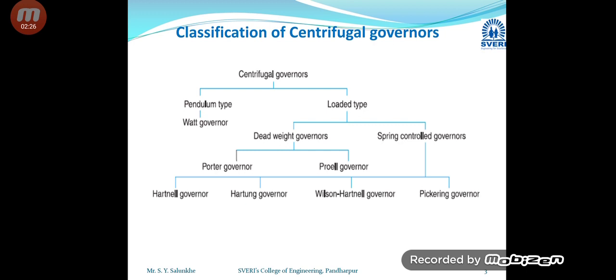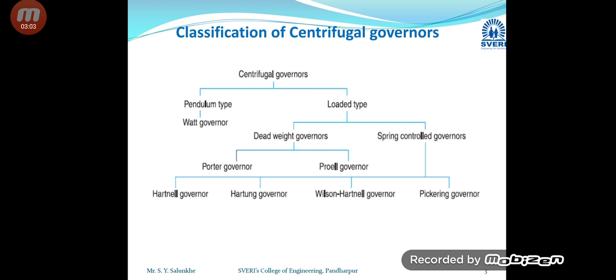Now, as per the application, when Watt developed his governor, it had some limitations, and to overcome those limitations, other scientists developed their own governors, and those come under the category of loaded governors, in which external load or weight is used. That's why they are called loaded governors, in which one type is the dead weight type governor. That is, dead weight is placed, and hence it is called a dead weight governor. Or, in another case, it is the spring controlled governor.